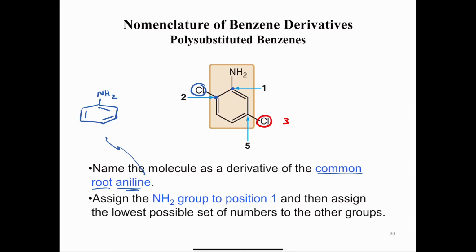you can see the numbers that are in black are the correct way to number this molecule. And so let's put it all together. I have a chlorine at carbons 2 and 5, so this is a 2,5-dichloroaniline.